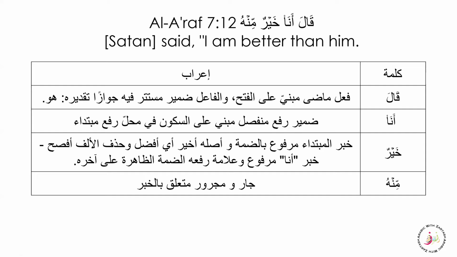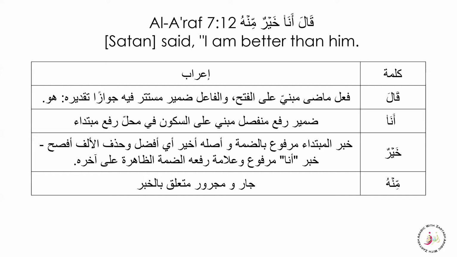Then we have khairun. Khairun, we know that it is the khabar of the mubtada ana, and it is marfoon bid-dhamma. We can see here وأصله أخير. We know that the asal of this word is akhiru, on the pattern of aftalu, or you can say akbaru or afalu. And this alif is dropped because of eloquence.